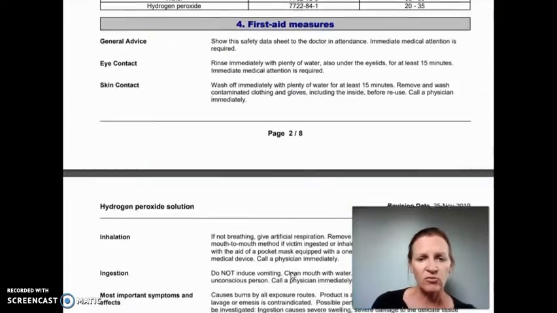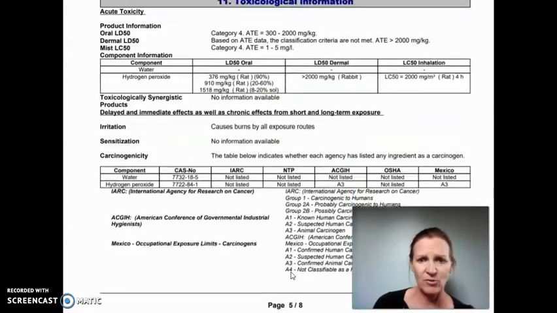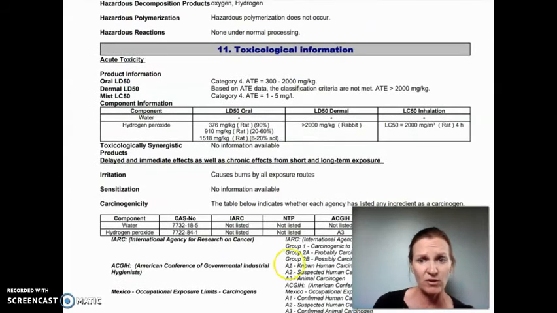I'm going to go ahead and scroll down. I'm going to go past all these other categories. We're not really going to spend too much time. If you're interested and want to dig into them a little bit more, feel free. So we're going to go down to number 11, which is the toxicology information. This is what we're really interested in for right now.